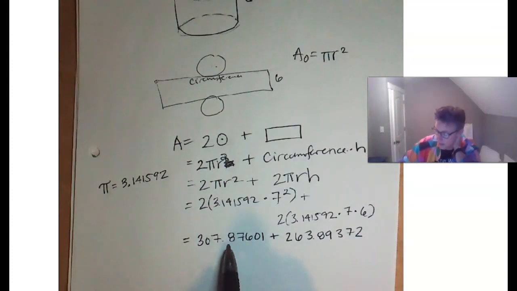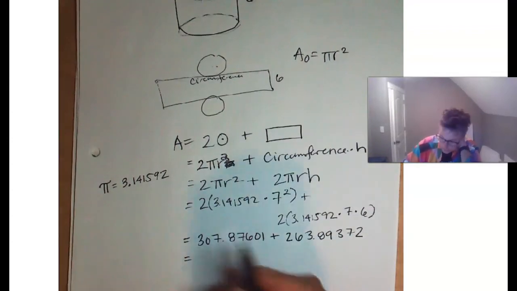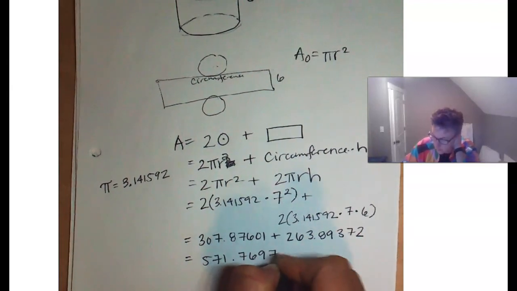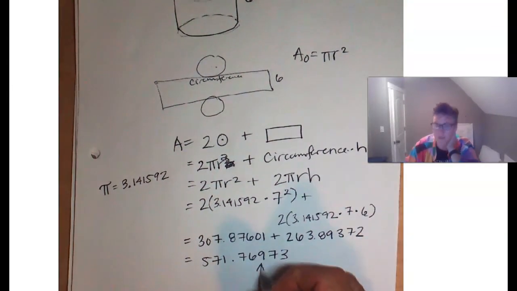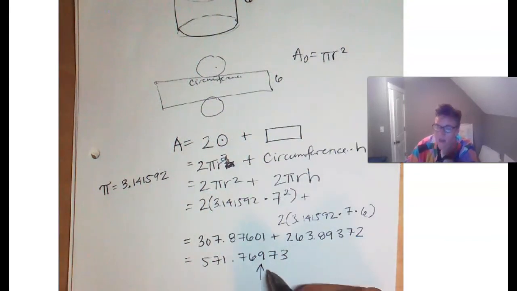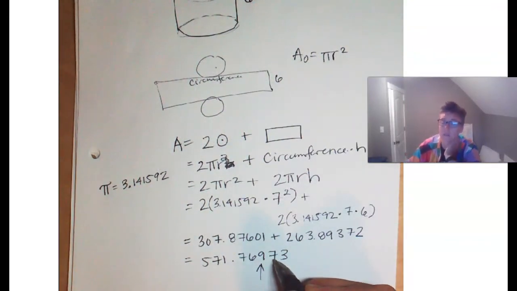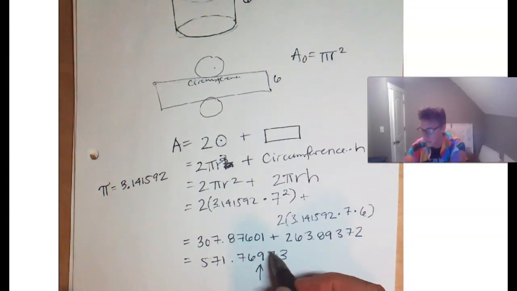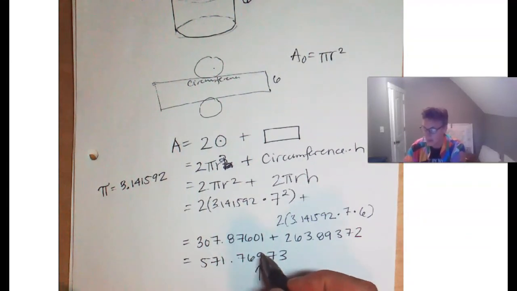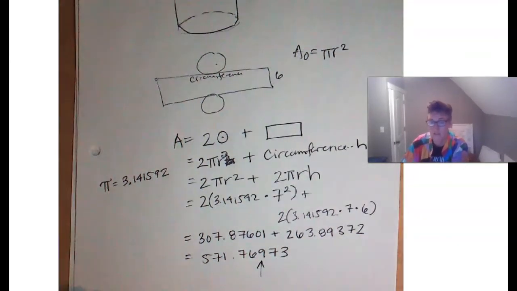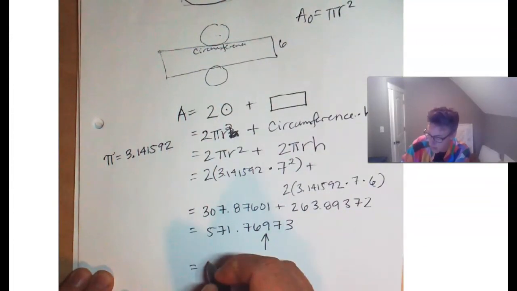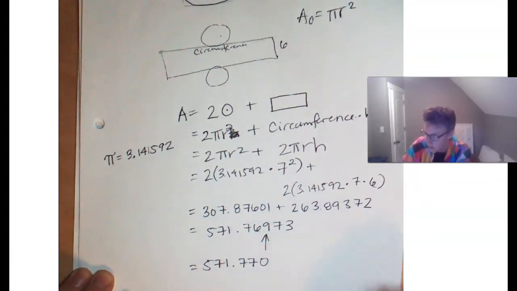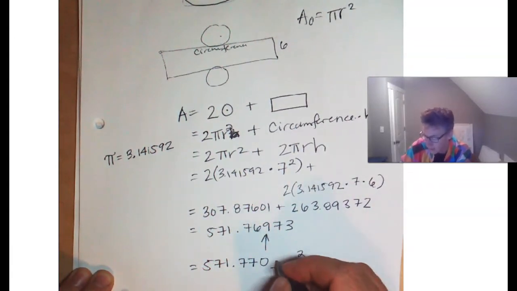You should have gotten these long decimals, which we add together to get 571.76973. We are rounding to the nearest thousandth, so we look one digit over. 7 is definitely 5 or higher, so we're going to round up, which rounds this to a 0, which rounds that one to a 7. So our final answer is 571.770 units squared. Again, I feel like they were centimeters.